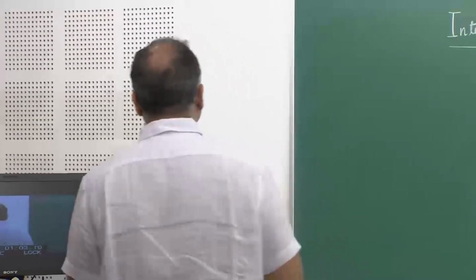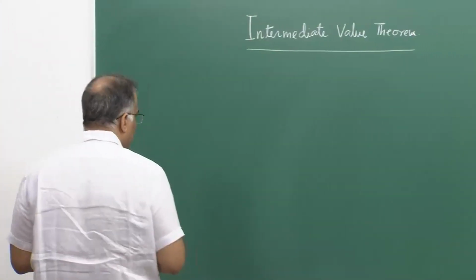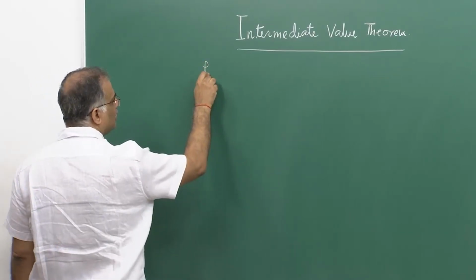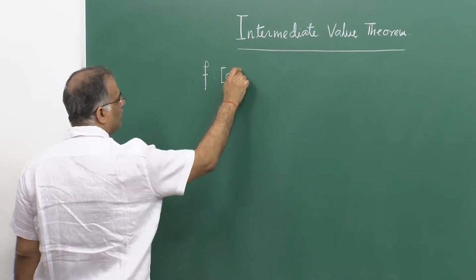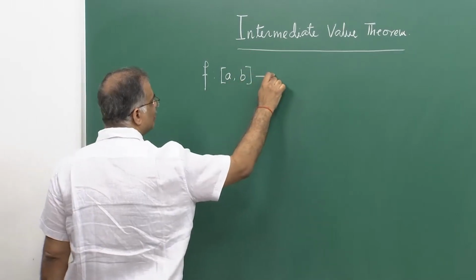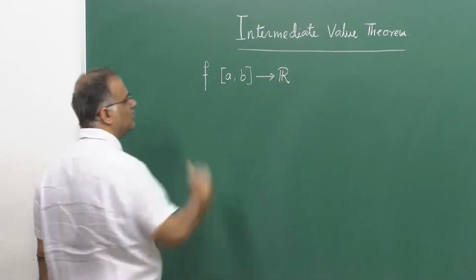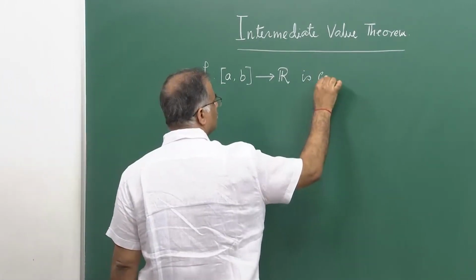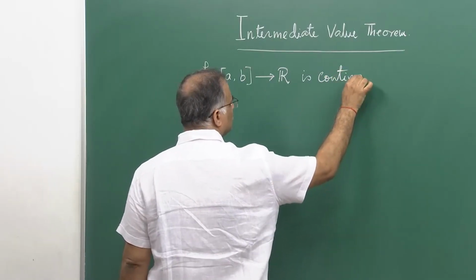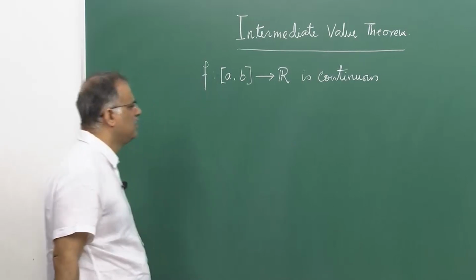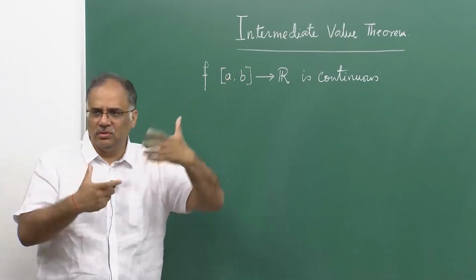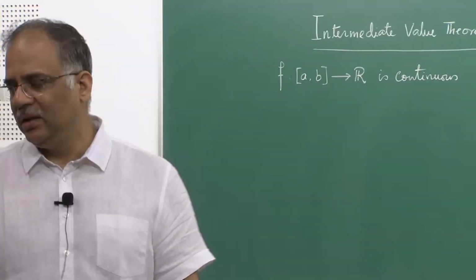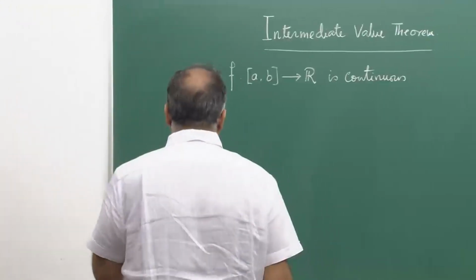What does this intermediate value theorem say? It essentially tries to tell you the following. Suppose you have a function f from [a, b] to R, and assume that it is continuous. Once you assume that, you have huge information about the property of the function, the nature, and then it says that suppose you have the following information.